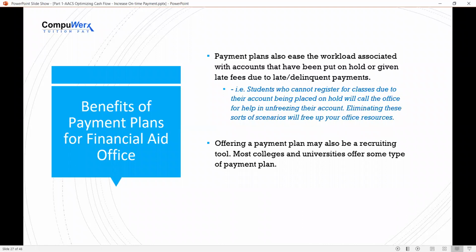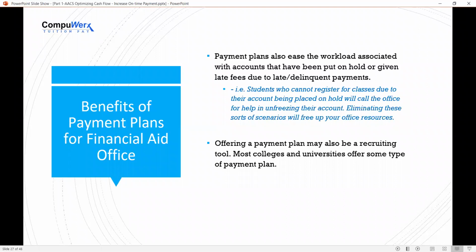Payment plans also ease the workload associated with accounts that have been put on hold or given a late fee due to a delinquent payment. For instance, a student who cannot register for classes due to a balance on the account, or the account being on hold, has to call the office to unfreeze their account. Eliminating those scenarios will free up resources in your office.